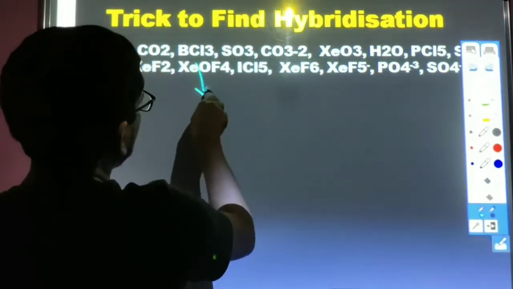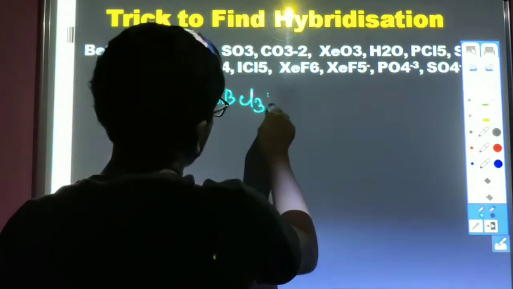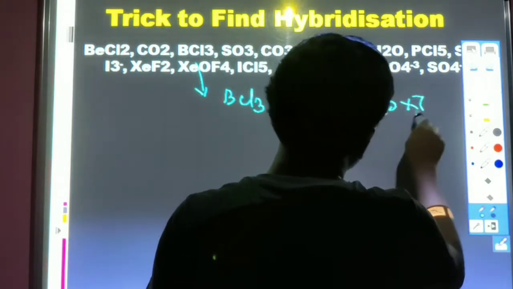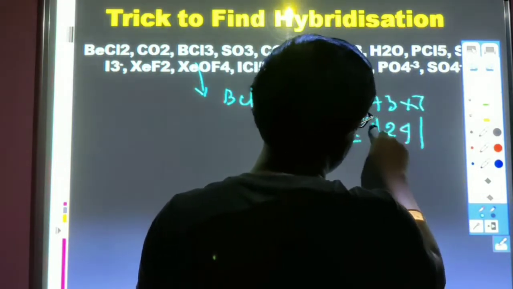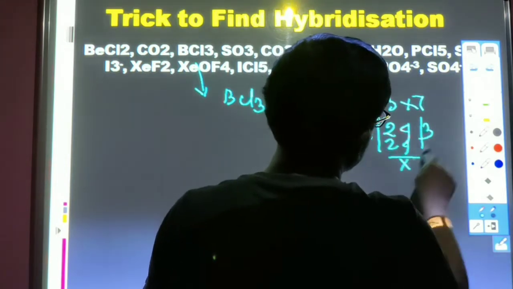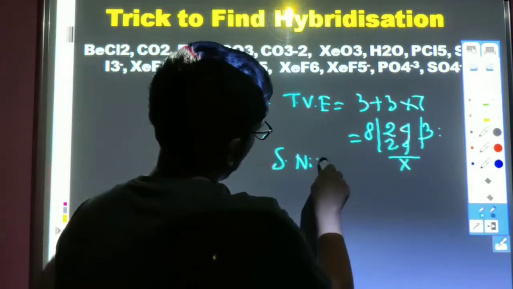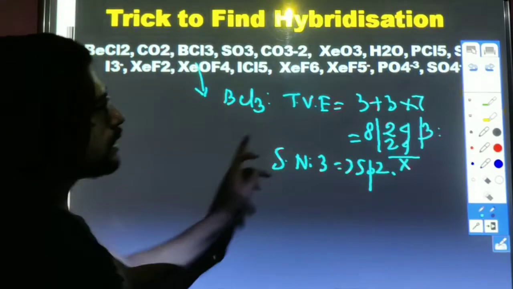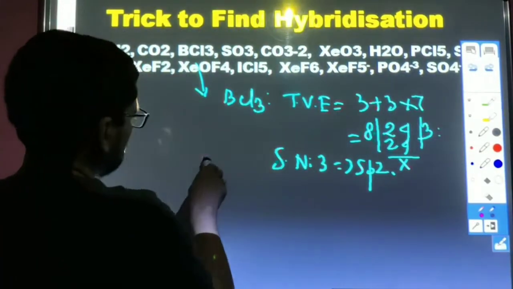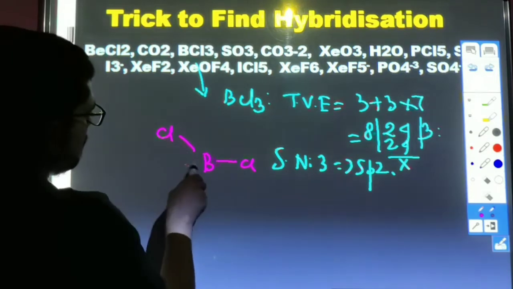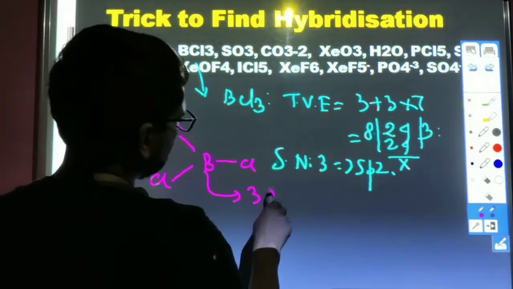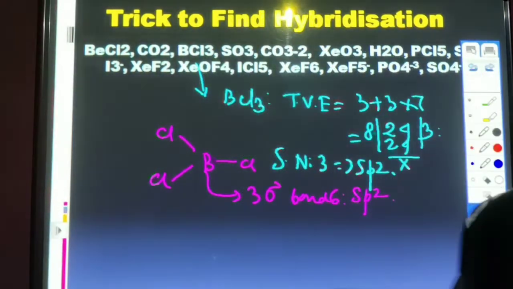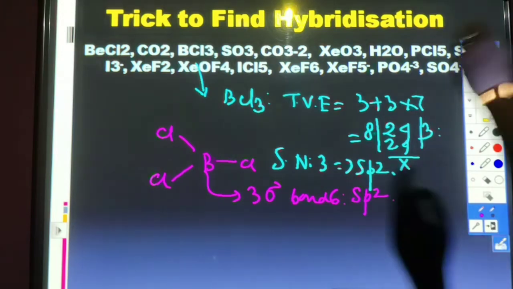Okay, now next is BCl3. We just calculate total valence electron. Total valence electron 3 plus 3 multiplied by 7, that is 24. So if you divide by 8, 8 3s are 24. So that will give you steric number 3, and that's why hybridization is sp2. Here boron forms 3 sigma bonds, so hybridization will be sp2. Okay, no problem.